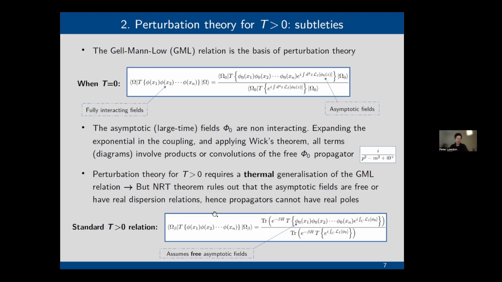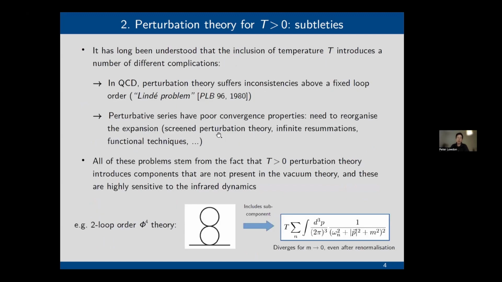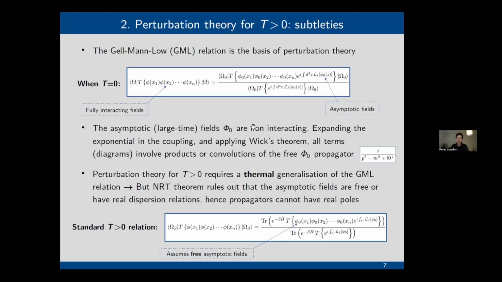But of course, this runs into the issue with this NRT theorem, because the NRT theorem tells you you can't have scattering states that have real dispersion relations, and these free fields do have real dispersion relations. So the question is, does this cause problems? Does this cause inconsistencies? Is this the reason why you run into these various different issues with perturbation theory at finite temperature?